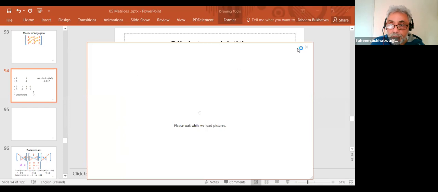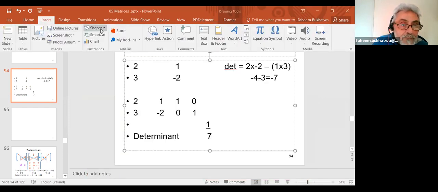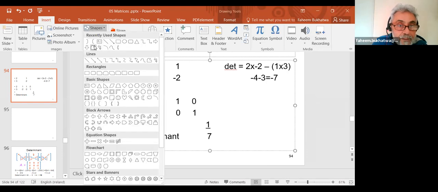Well, sorry, that's the wrong one. Insert some shape, and I want this shape here. Where's the square? It doesn't matter. I can't find it. I'm sure that it's looking at me. There it is. Yeah.